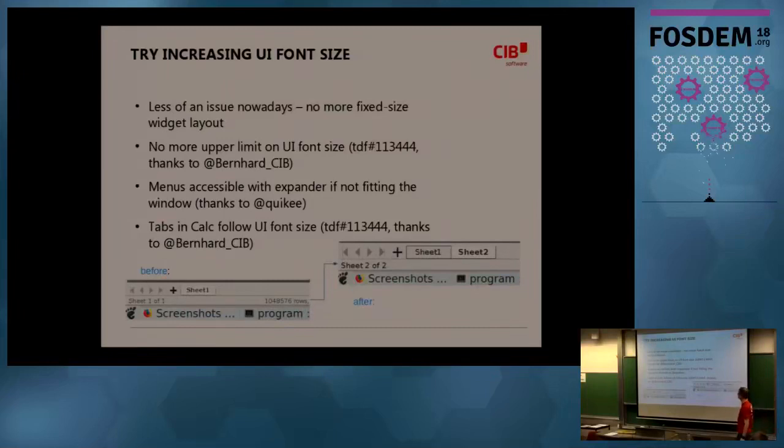Same story with menus. If you make your user interface font large enough, suddenly the menu wouldn't fit the screen anymore. So if you want to change the font back, well, you're out of luck, because Tools, Options, you can't access that anymore. There was another fix that went into 6.0 so that you get this expander icon. So you can just click on that and get the rest of the menu still displayed. All of that is bloody obvious, but you have to actually scale up the UI font to notice that.